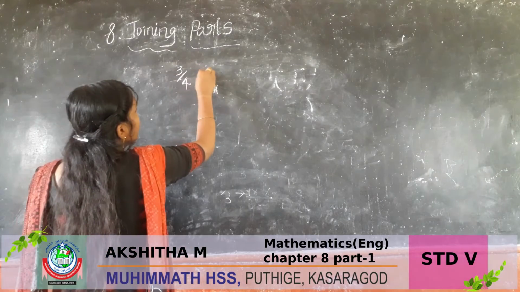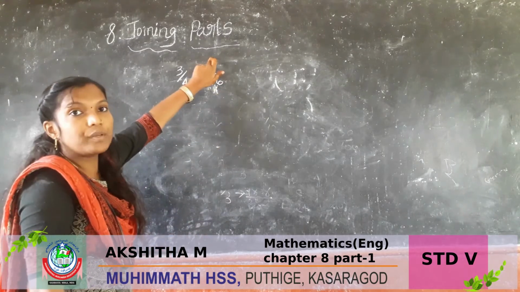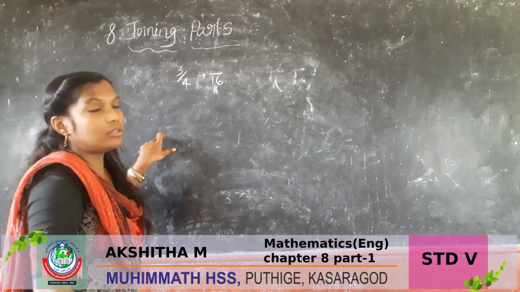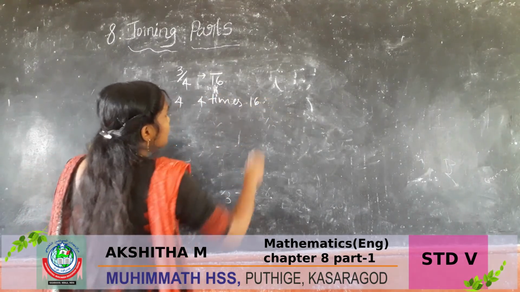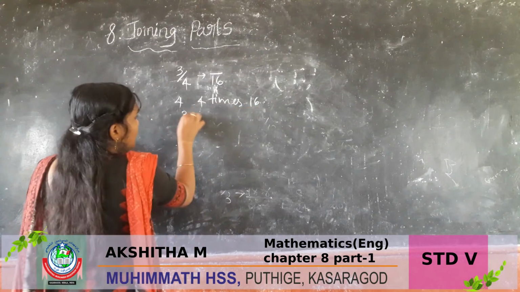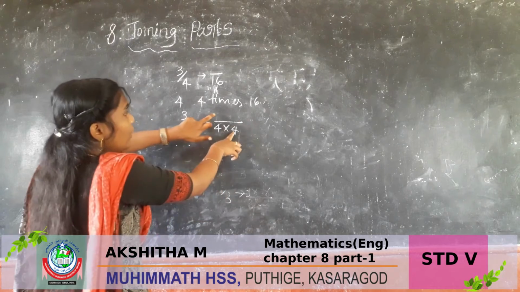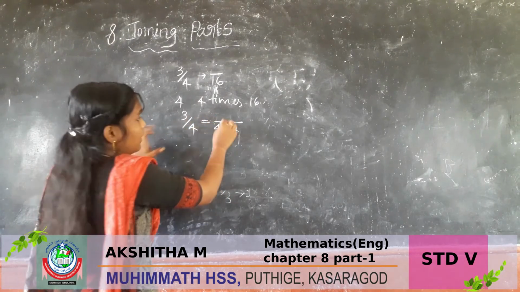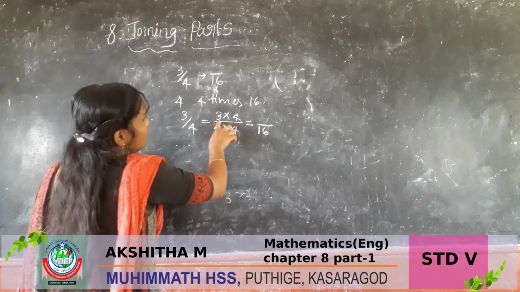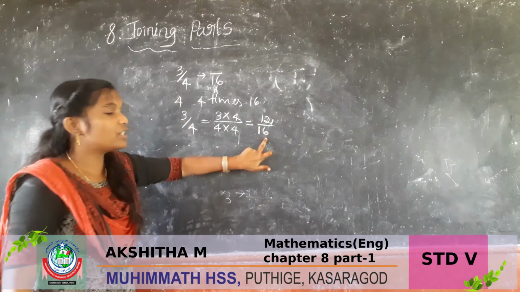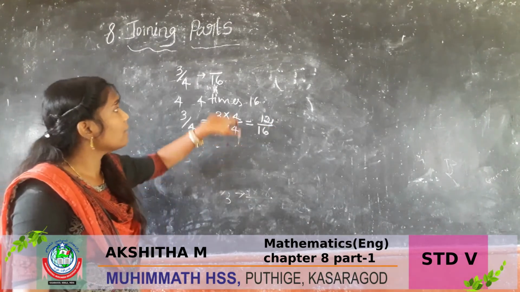3 by 4. If the denominator is 16, what should be the numerator? How can we find out? 4 times 4 is 16, right? So here also we have to multiply by the same number. 3 into 4 is 12. If the denominator is 16, the numerator is 12. Is it clear? Like this we can find out the numerator.